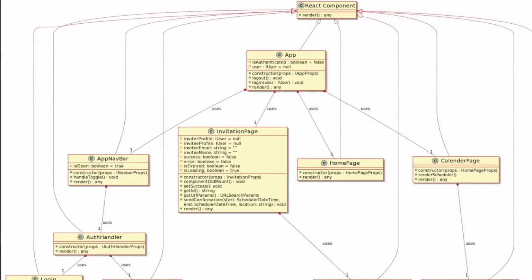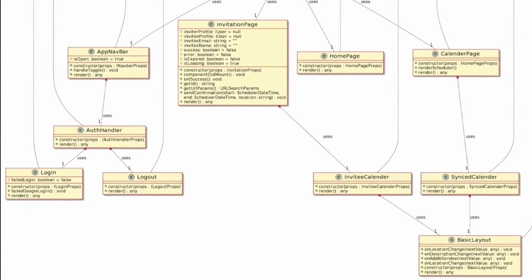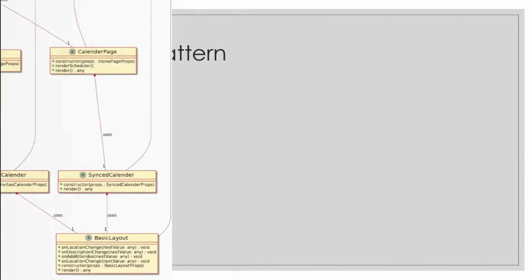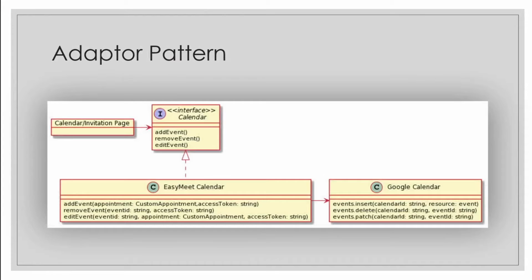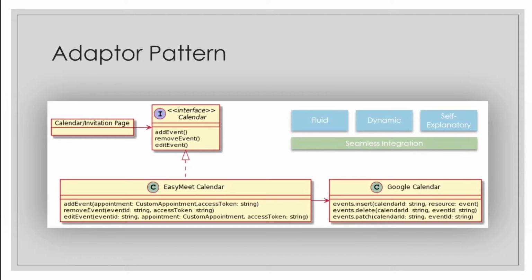Here's our final class diagram of the mediator design pattern representing our front-end user interface. We also use the adapter pattern for various components in our application, including the main calendar, as the existing Google Calendar didn't integrate smoothly with our app. Essentially, this adapter acts as a wrapper to the Google Calendar and communicates event information between it and our app. This satisfies our functional requirements of, of course, displaying a fluid, interactive, and self-explanatory calendar, as well as our non-functional requirements of seamless integration between our app and the libraries and APIs we use.